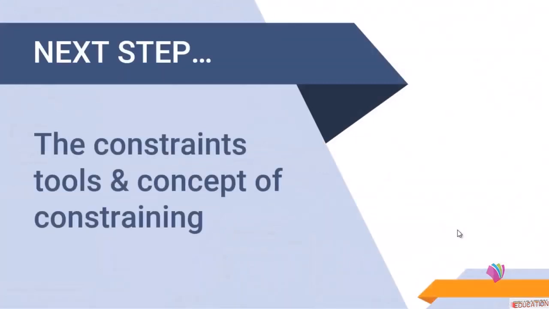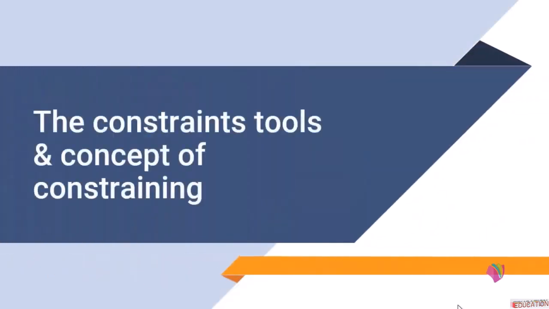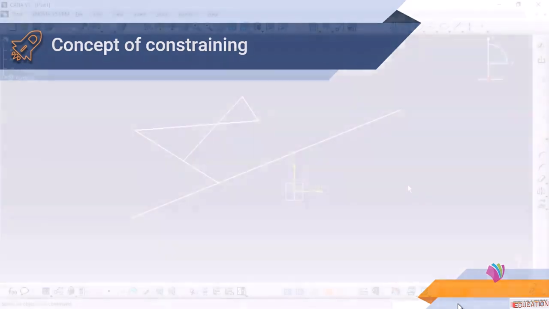In the next lectures, we are going to see the concept of constraining. In every high-end CAD software, there is a concept called constraining, which helps us to make a perfect sketch. We must understand the theory of constraining before proceeding to create a sketch in any software. Constraining is restricting the degrees of freedom of an object.